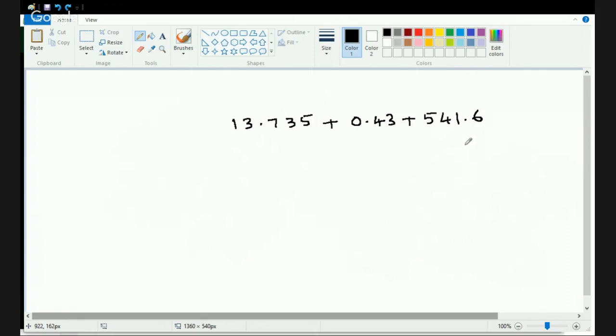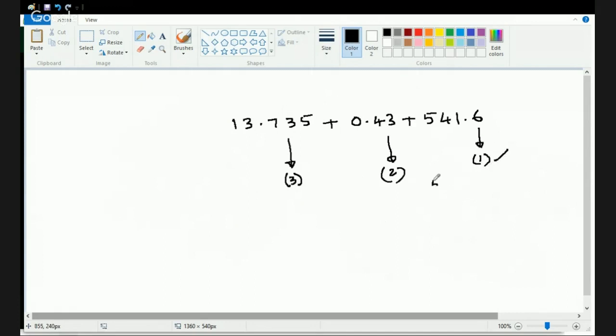When you are dealing with addition or subtraction, look at the number of significant digits after decimal. After decimal, how many minimum number of significant digits are there? Only 1. 541 has 1 after decimal, whereas this has 2 after decimal, and this has 3 after decimal. The best job during addition and subtraction is writing the number of digits after decimal. 2 plus 1, 3. This is the minimum, only one. So you must add only one more.